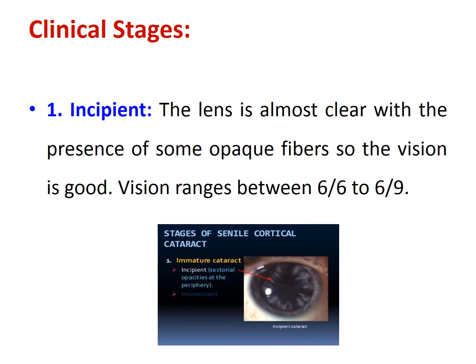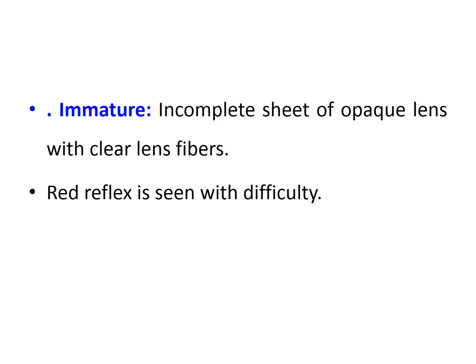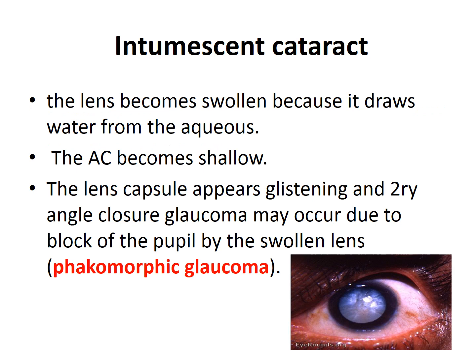This is incipient cataract. The immature cataract is characterized by incomplete sheet of opaque lens with some clear lens fibers in between. Through these clear lens fibers, we can still see the red reflex. One of the advanced stages of immature cataract is the intumescent cataract. In the intumescent cataract, there are some water droplets drawn in through the capsule inside the lens. The lens becomes swollen, as we can see, pearly white in cataract. The capsule is stretched and glistening.